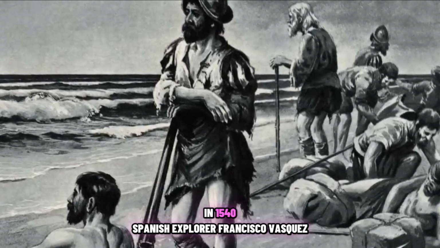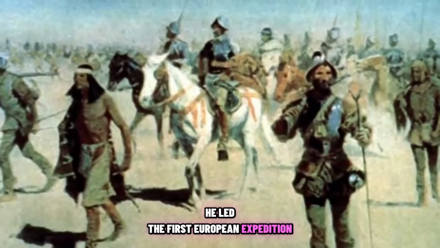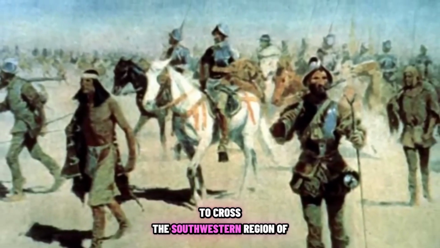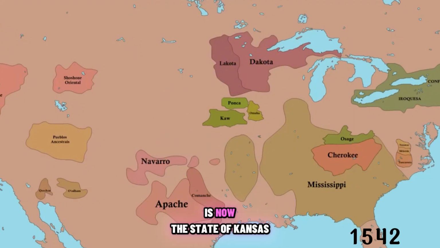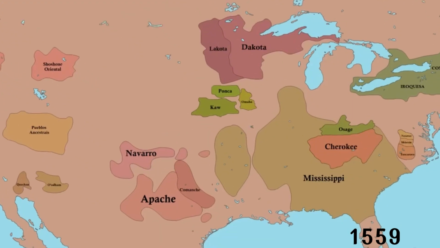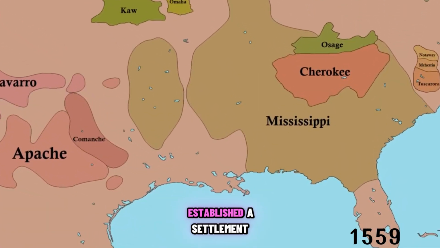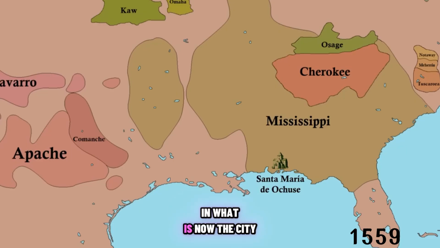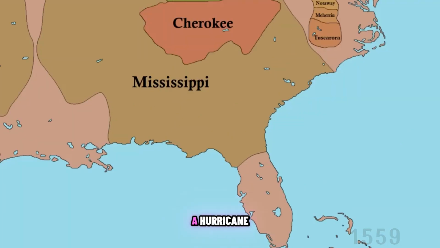In 1540, Spanish explorer Francisco Vázquez de Coronado led the first European expedition to cross the southwestern region of the United States, reaching as far as what is now the state of Kansas. In 1559, explorer Tristan de Luna established a settlement in what is now the city of Pensacola. It was called Santa Maria de Ochuce. However, that same year, the colony was destroyed by a hurricane.